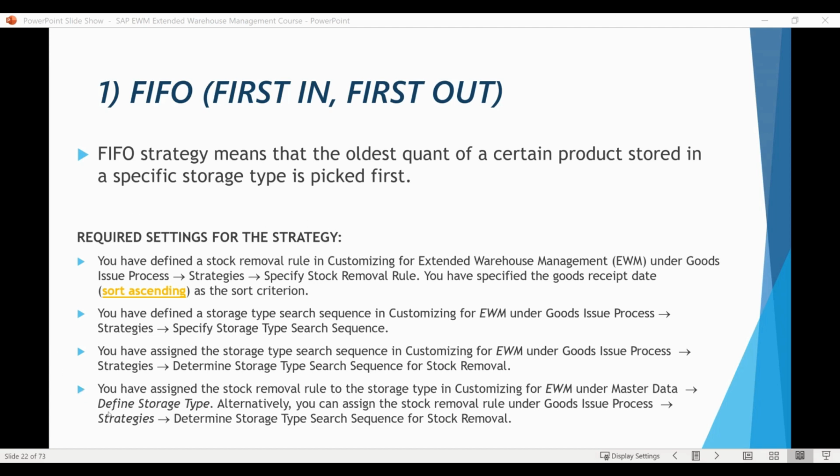Here you can see the key settings you need to maintain if you wish to use this strategy. For put-away strategies we examined earlier, the key settings are maintained in storage type level configuration. But for stock removal strategies, the key settings are maintained behind multiple configuration transactions that can be found under goods issue strategies. We will carefully go through all these settings during the fourth chapter of this course.